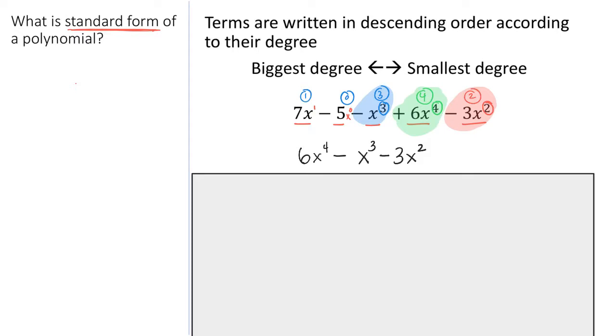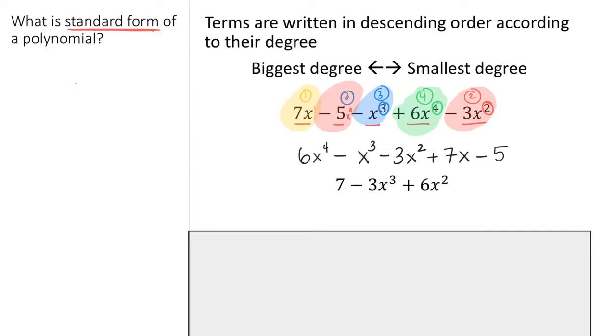Getting down to the end here, I have 7x to the 1st, and since 7 doesn't have a negative sign in front of it, I am going to make sure I put a plus sign there, so it's positive. And my last term, which is negative 5x to the 0, I will write that last. But I'm just going to write it as negative 5. You don't have to write the x to the 0.